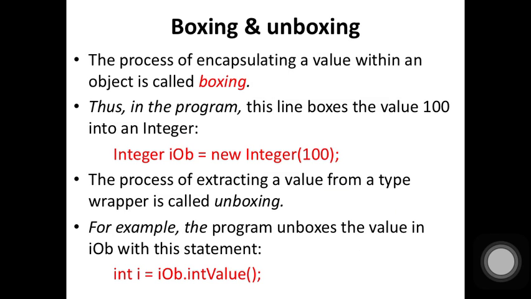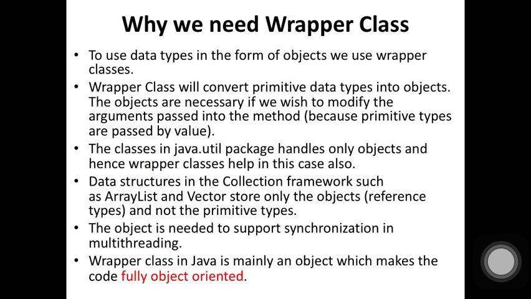So boxing and unboxing, these two things, just go through once. And next one is why we go for wrapper classes: to use data types in the form of objects. The main purpose of using wrapper classes is that you are using primitive data types in the form of objects. Wrapper classes will convert primitive data types into objects.